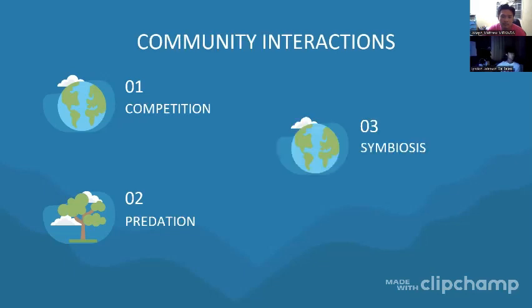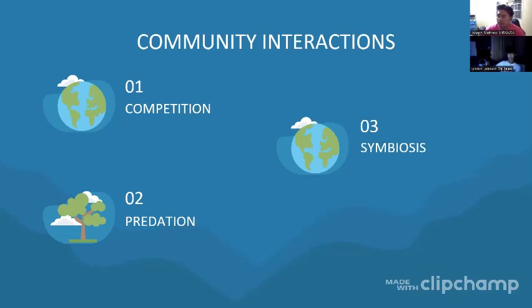Slide. One, two. Now we move on to community interaction. Here are some examples of community interaction. First is competition, in which organisms' food is shared between them, or different species compete with each other for resources. Number two is predation. This is the interaction in which members of one species hunt and consume the members of another.